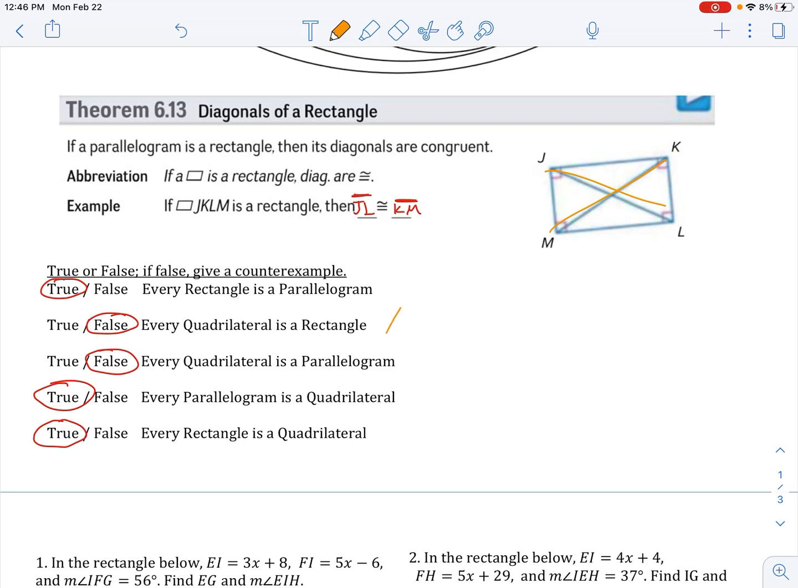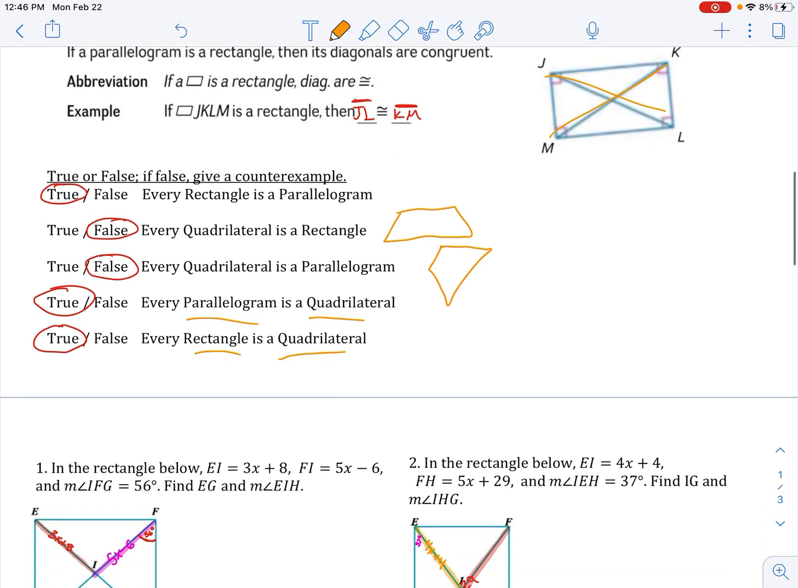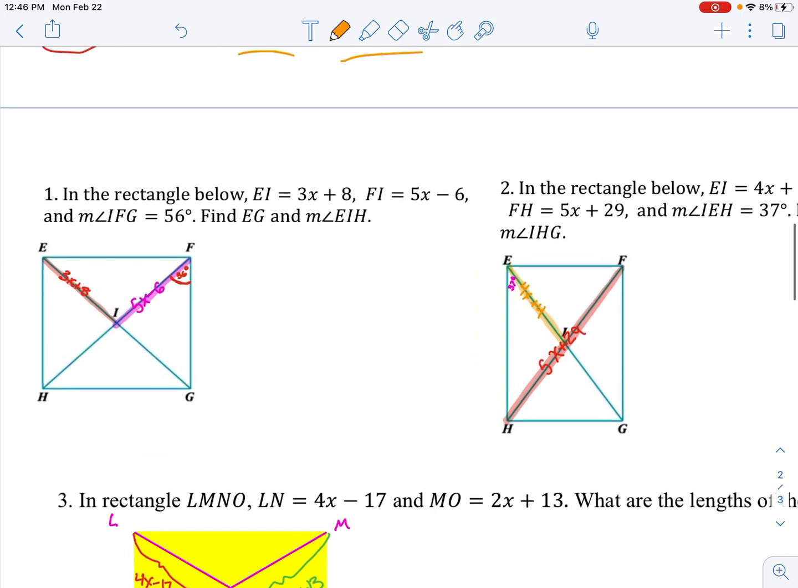For example, there's a 4-sided figure, a quadrilateral, that is not a rectangle. It doesn't have 90-degree corners. Next, every quadrilateral is a parallelogram. You're saying every 4-sided figure is a parallelogram? I don't think that's true, because I can make something like that. That's definitely not a parallelogram. Every parallelogram is a quadrilateral. Yes, every parallelogram has 4 sides, and yes, every rectangle also has 4 sides. So those bottom 2 are true.